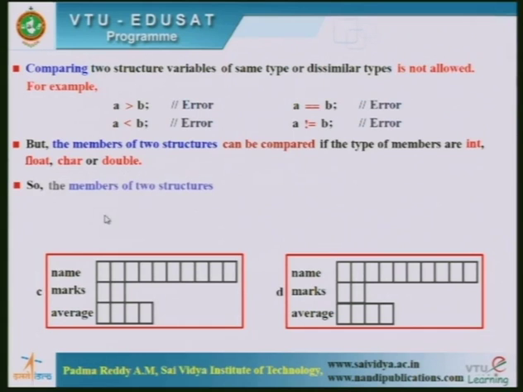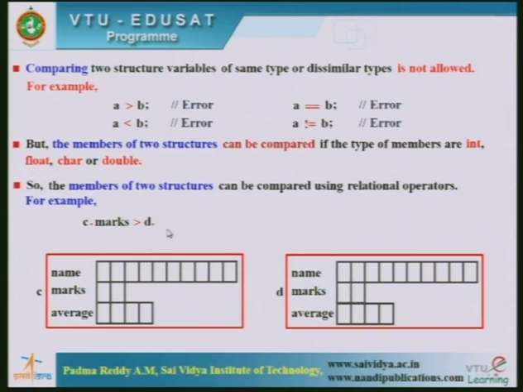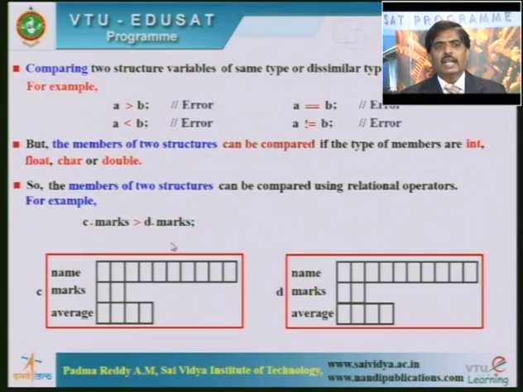For example, the members of two structure variables can be compared using what? Relational operators. Now, look here. I say C dot marks. Marks is of type what? Integer. So, C dot marks can be compared with D dot marks. So, here type of this field is integer, type of this field is integer. So, definitely we can compare C dot marks with D dot marks. I can say C dot marks greater than D dot marks.